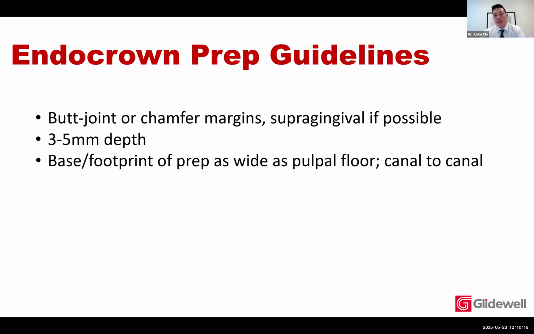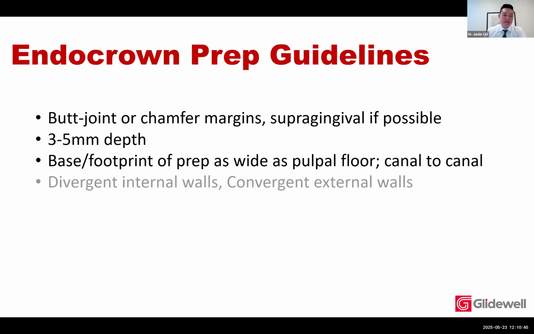So the very bottom of your preparation, the pulp floor, basically from canal to canal. Once all of the canals have been uncovered, you basically want those areas to be connected and smooth down at the base, and that'll serve as your base or footprint. So you want to widen everything down at the base. And then really from that point upwards, you want your walls to kind of diverge. So widen from bottom to the top.